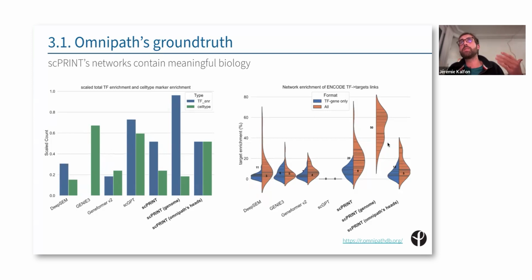And if you look at something else, which is how much the connections of your transcription factors are enriched for known TF targets, so transcription factor targets from the ENCODE datasets, you also see that SPRINT genome performs really well.